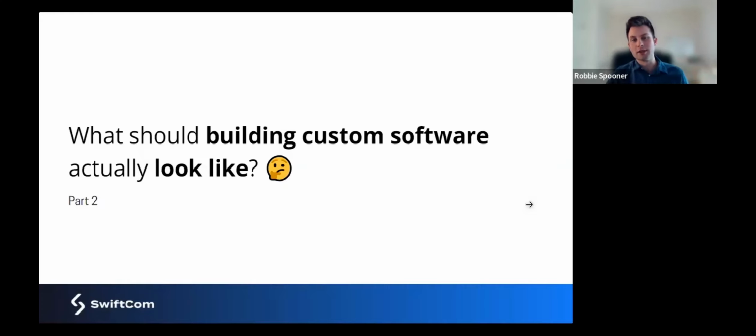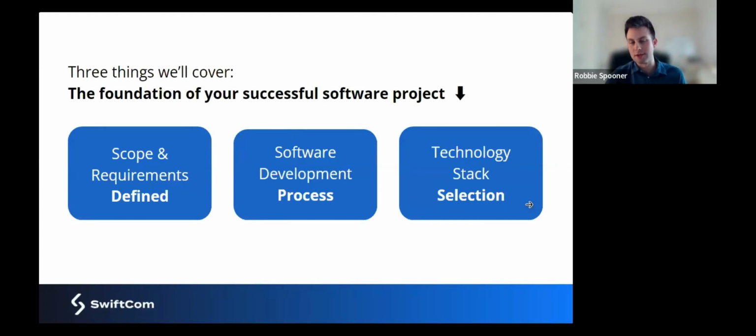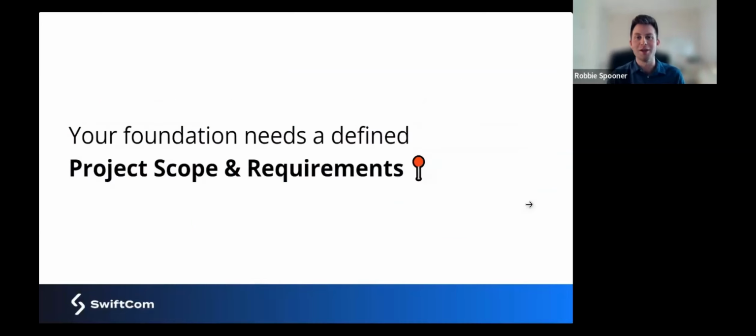Cool. But what should building custom software actually look like? The foundation is pretty much coming down to three things, which is, are you scoping your requirements, defining them correctly, which, as I said, should be a joint effort? Should your software development process be working correctly? Have you got a good process? And I'd say most projects live or die here. And then lastly, as I said, is your technology stack selection correct? So your foundation needs to be defined correctly.